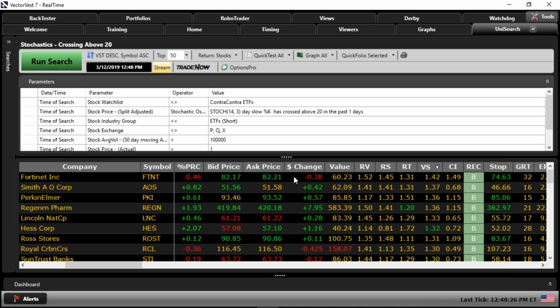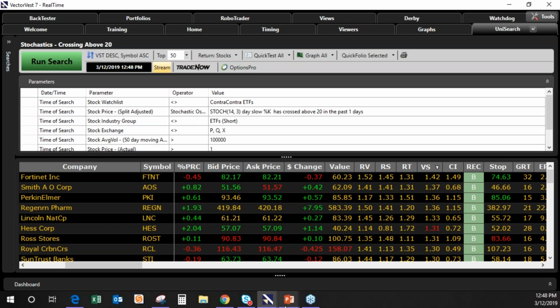In the past, guys, with VectorVest, what you had to do is you had to have both opened at the same time. All right, VectorVest and Interactive Brokers. Now there's seamless integration between the two. So let me show you how to do it.